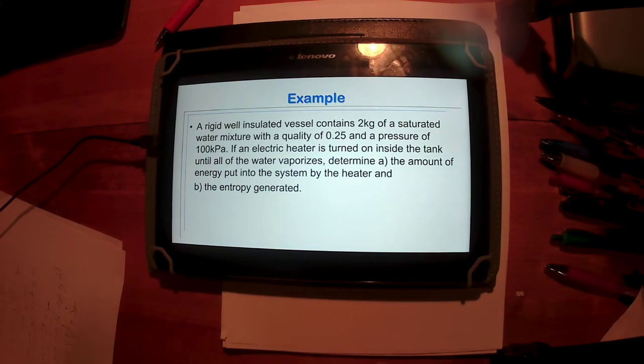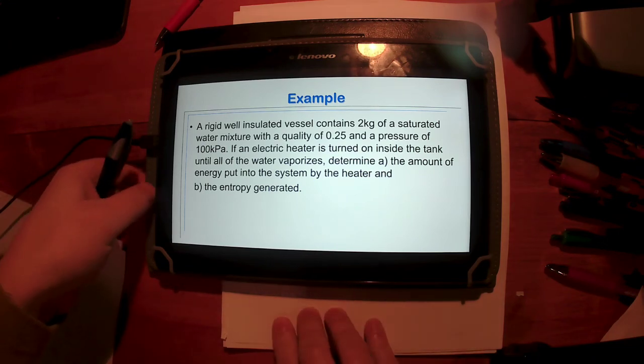We've got a rigid, well-insulated vessel containing 2 kilograms of a saturated water mixture with an initial quality of 0.25. So 25% in the vapor phase, 75% in the liquid phase. Pressure of 100 kilopascals. An electric heater is turned on inside the tank until all of the water vaporizes. Determine A, the amount of energy put into the system by the electric heater, and B, the entropy generated for this process.